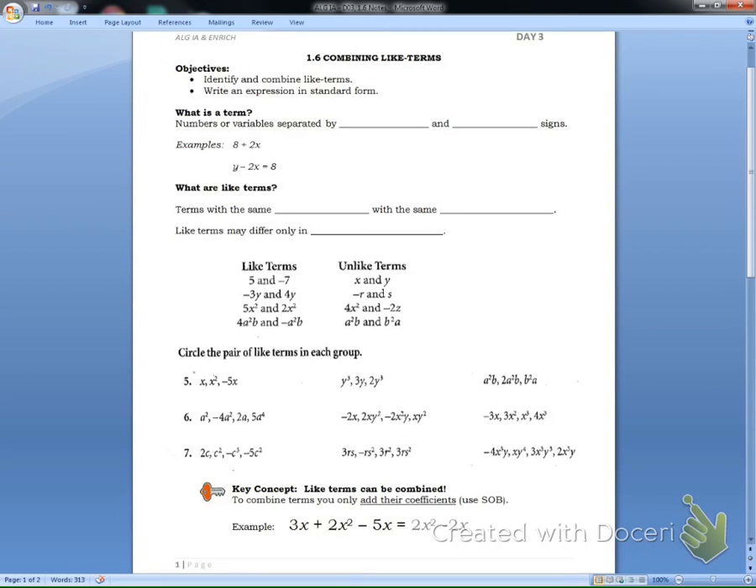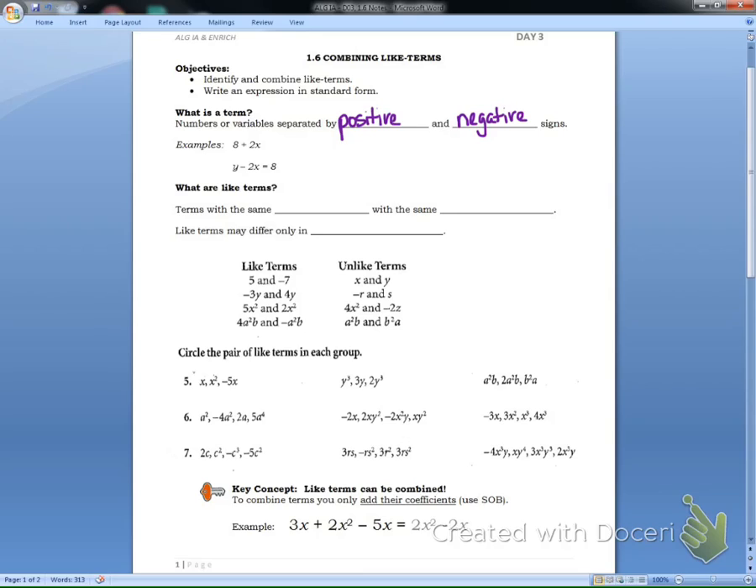This is lesson 1.6, combining like terms. The objective of this lesson is that you can identify and combine like terms and write the expression in standard form. So first, what is a term? Let's recall. Numbers or variables that are separated by positive and negative signs.